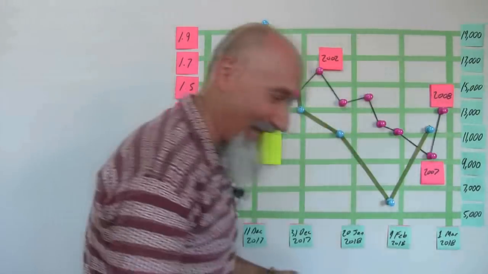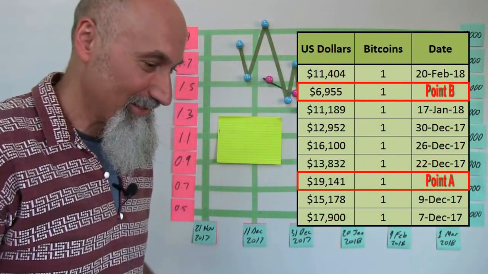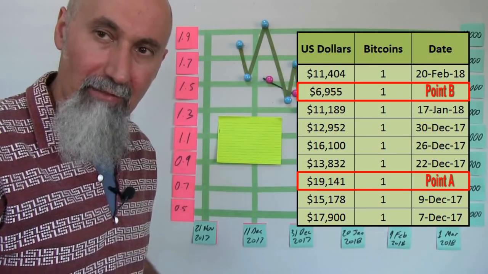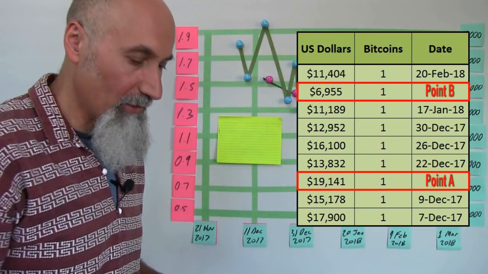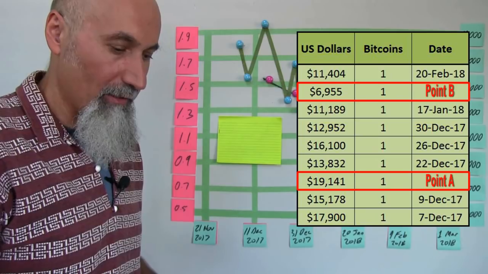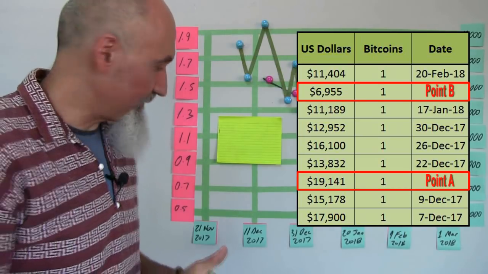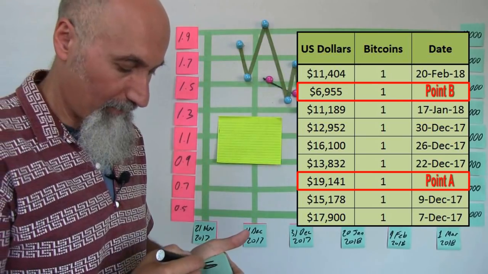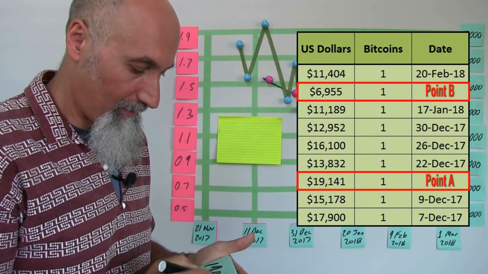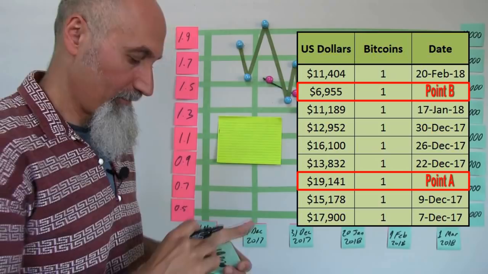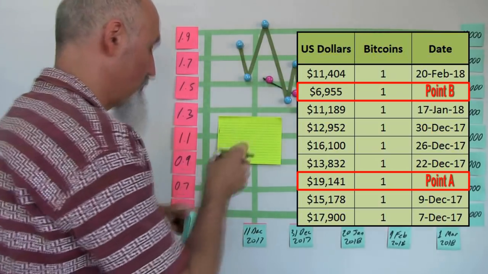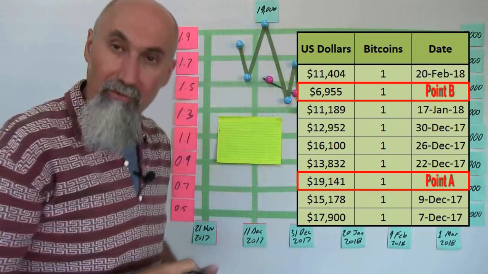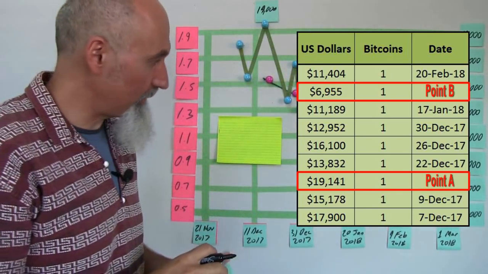Bitcoin. At the peak, it was $19,141. We're just going to call it $19,000, okay? $19,000 in December 17th, 2017. $19,000 up here. Hopefully that's still showing up. Yep, you can see up there.